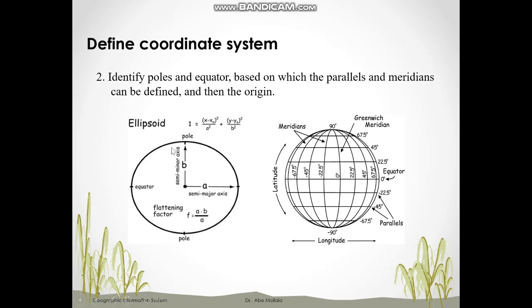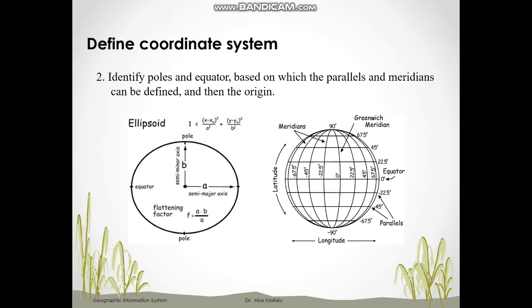So after you choose an ellipsoid, now you can define the poles of the ellipsoid, right? So here is the ellipsoid, we have the North Pole, the South Pole, and we can also define the equator, which cuts the ellipsoid in half, right? Northern hemisphere, southern hemisphere. And also, we can define parallels to the equator like this. Okay, so if this is the equator, the parallels to the equator help us to identify latitudes. And also, if you link these two poles, we can define the meridians, the longitudes.